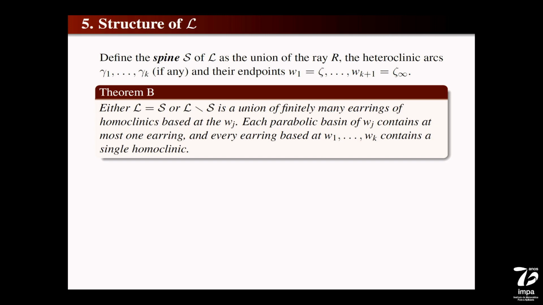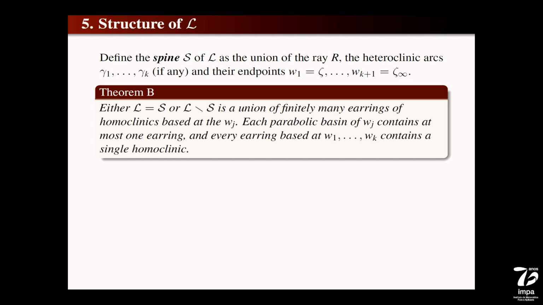And theorem B is either L is just the spine, or else the extra stuff in L that are not in the spine, they can only be finitely many earrings of homoclinics based on those parabolic points Wj. Moreover, every parabolic basin contains at most one earring. You can have more than one.